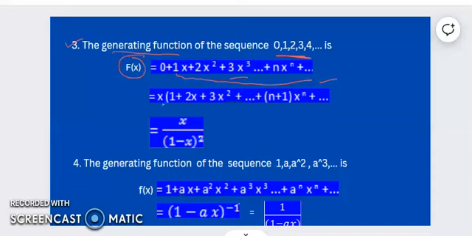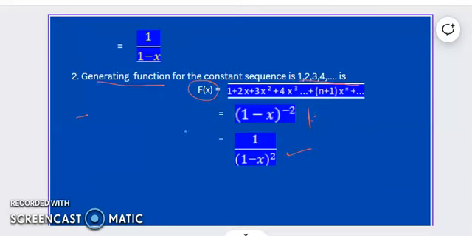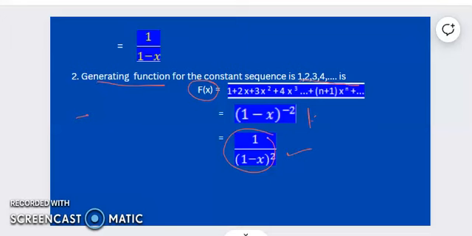So now we take a common x out of 1 plus 2x plus 3x square plus and so on plus n plus 1 x power n plus and so on. So x of, what is the value of this? In the second formula, we have the value of this as 1 by 1 minus x whole square.